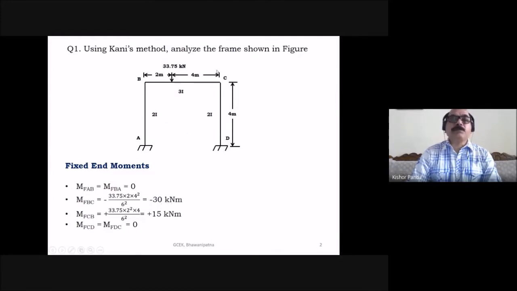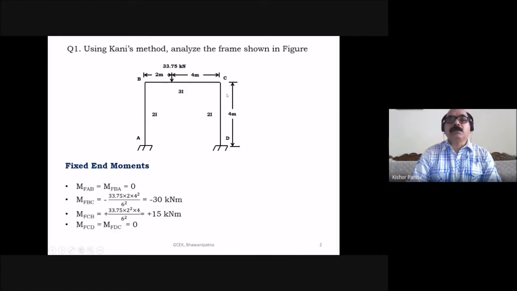Then find out MFCB. Here this is clockwise. So the sign convention is positive, and W a square b by L square. For MFCB, this is W a square b by L square: 33.75 into 2 square into 4 by 6 square. So this is equal to plus 15 kilonewton meter.